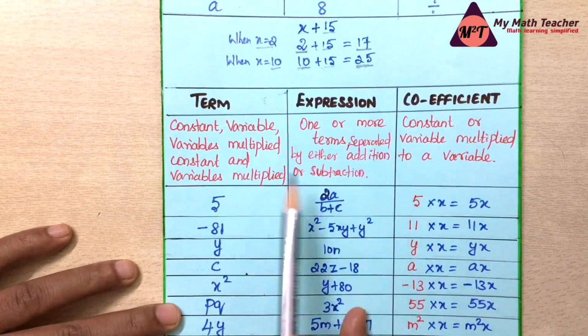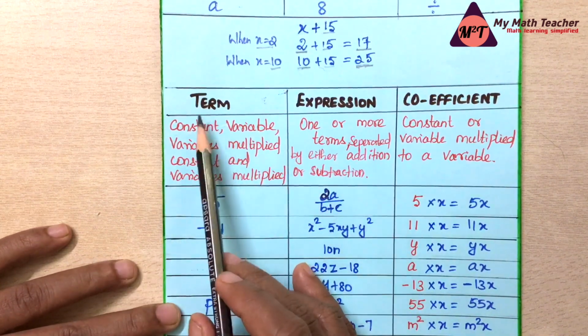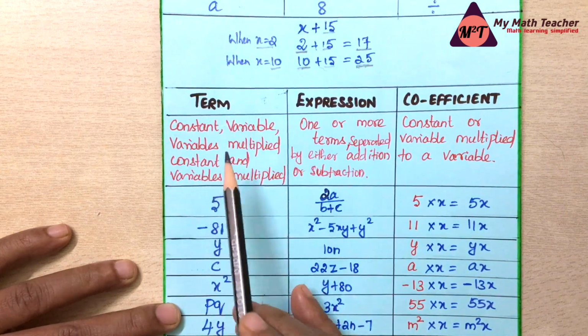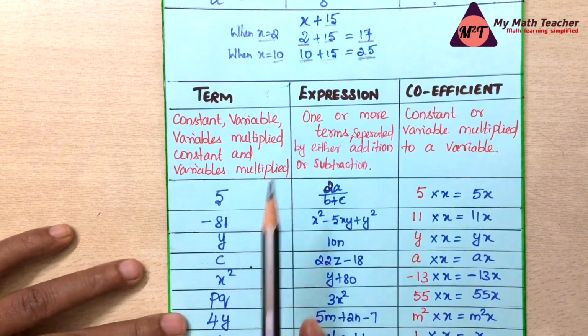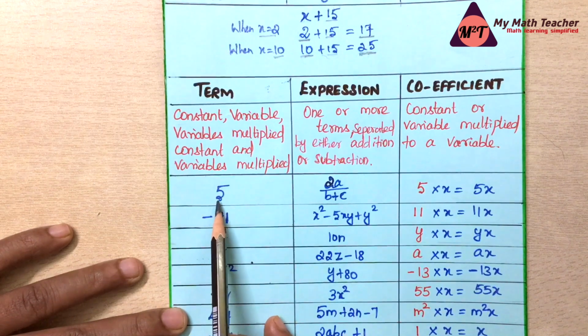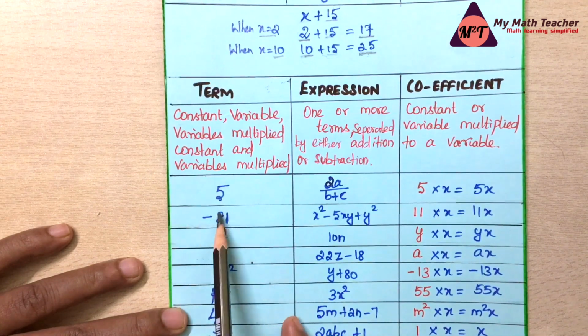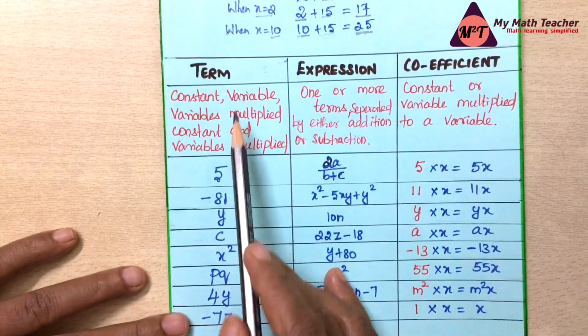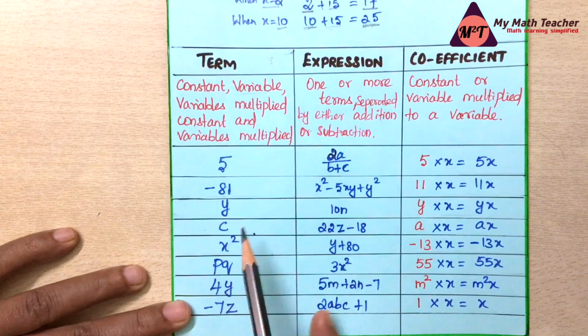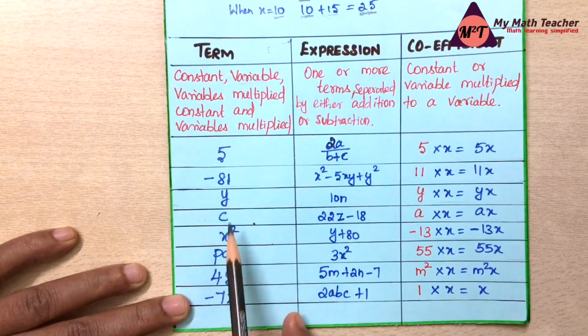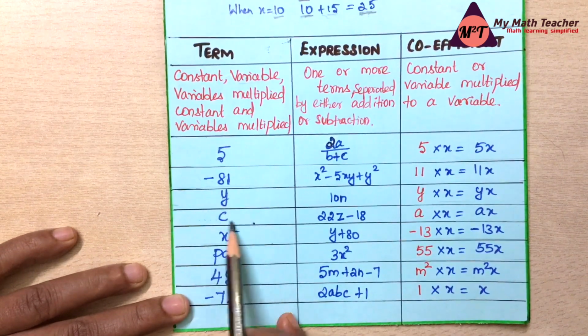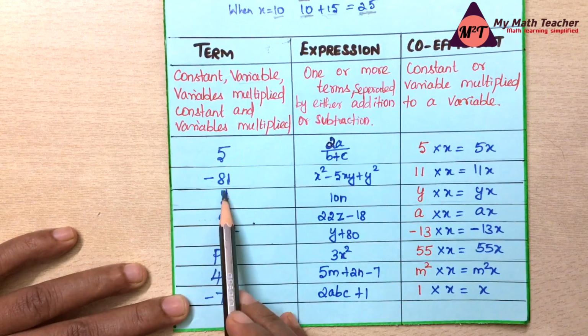Now let us move on to the next word, that is term. What is the meaning of the word term here in algebra? It is simple. It may refer to constants like this, like 5, minus 81. The value which is fixed, they are constants. And it can refer to variables as well, like this y and c. These are the different variables. They are also called terms.